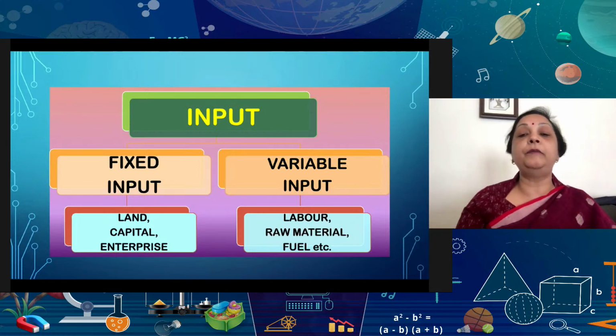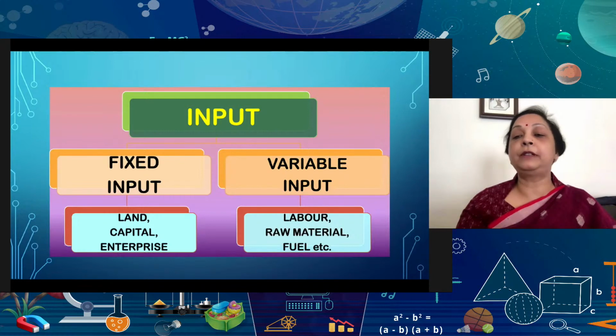They require a minimum of time to bring changes in this output. Now that time would depend on the type of productive activity we are talking about, but a certain minimum time is required to bring changes in fixed input. Whereas variable inputs like labor, raw material, fuel can be changed as and when the producer needs to change it. If the producer wants to increase output, he would immediately bring about changes in the variable inputs, but it is not possible to bring changes in the fixed input.